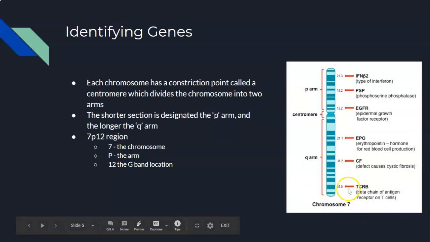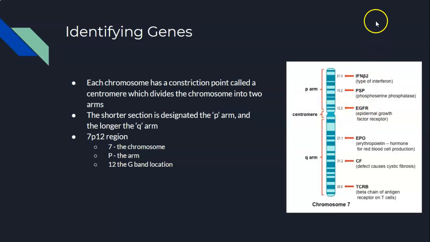So this is chromosome 7. We're looking at the P arm, and then 12 right here is the G-band location that we would be looking at. So we would be looking at the epidermal growth factor receptor. That will come in handy as we continue moving through looking at different chromosomes.